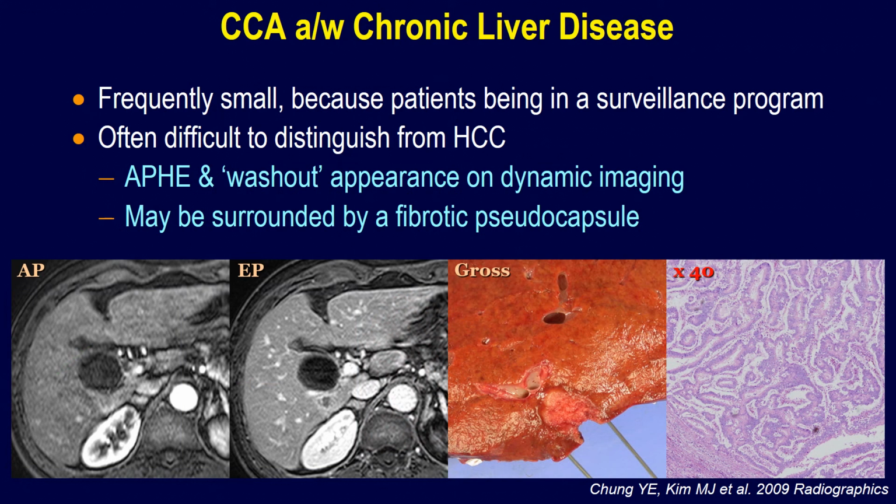Interestingly, cholangiocarcinoma associated with chronic liver disease has different characteristics. They are often found in a relatively small size, probably because they are found during a surveillance program. And these tumors are often difficult to distinguish from HCC because they frequently show arterial phase hypoenhancement and washout, and are surrounded by a fibrotic pseudocapsule.